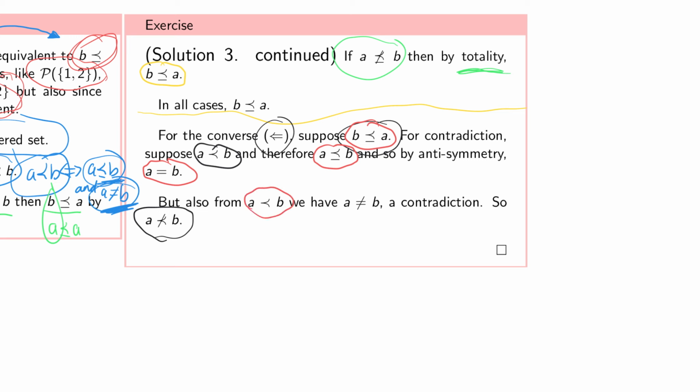But again, part of what it means for A to precede B is that A and B must not be equal to each other. Since that is in contradiction with what we just showed, then we must know that our hypothesis for contradiction is false. And so we conclude our proof.